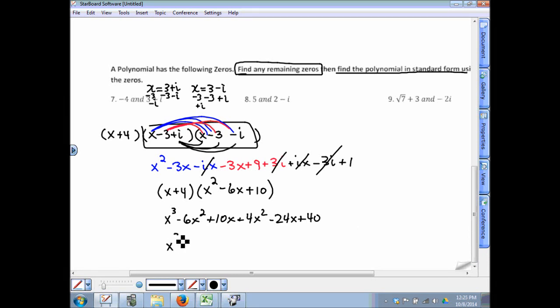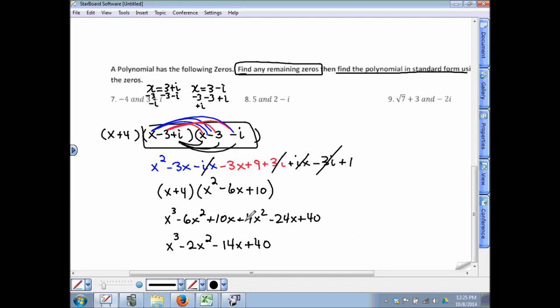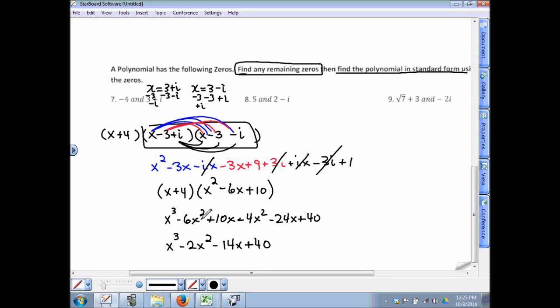And then you combine your like terms. We got x to the third minus 2x squared minus 14x plus 40. Minus 14x, because we had a 10x and a negative 24x. What about the negative 6x squared? Oh, that's squared. That's squared, yeah.